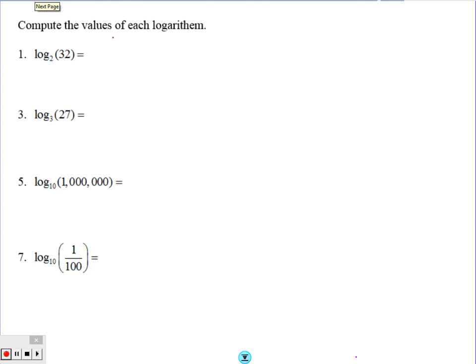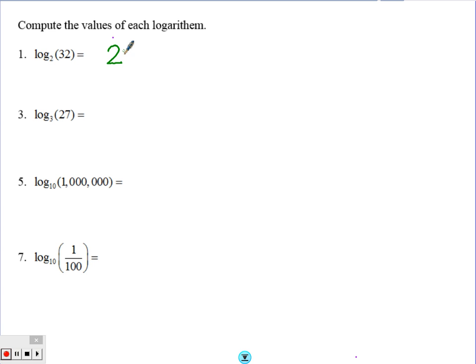All right. So you guys have this. The odd problems you're going to do in class and the even problems you're going to do for homework. So I'm going to walk you through a couple. You're going to try a couple. We'll check our answers. So 2 to what power gives me 32? That's the question I'm asking. I want to compute the values of each log.